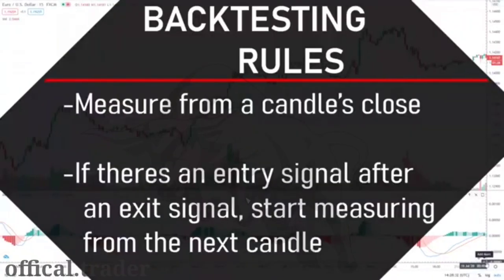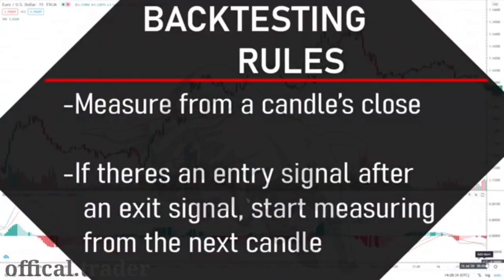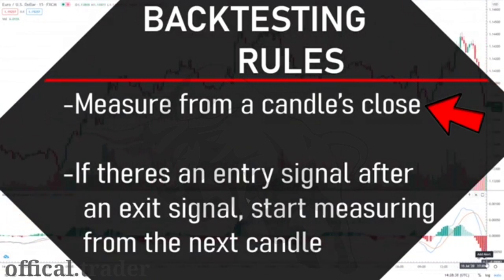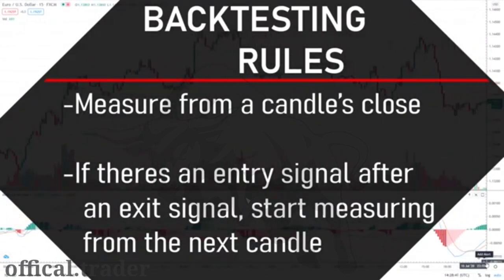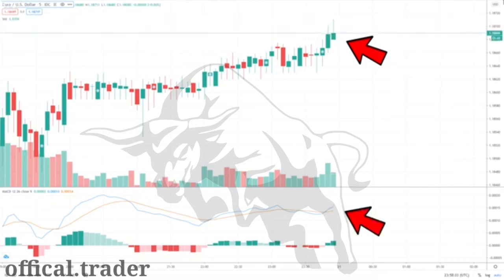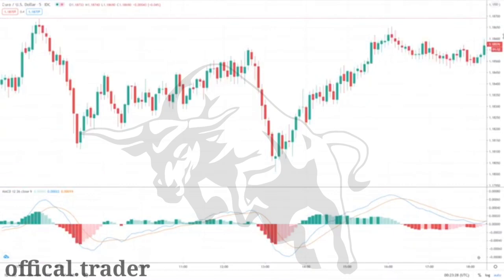There are a couple of rules that I use when backtesting an indicator. The first rule is measuring at a candle's close. What do I mean by this? Well, indicators collect data from the candle itself. So if the candle is still moving, the indicator would also be moving. That is why it is important to start measuring from a candle's close.